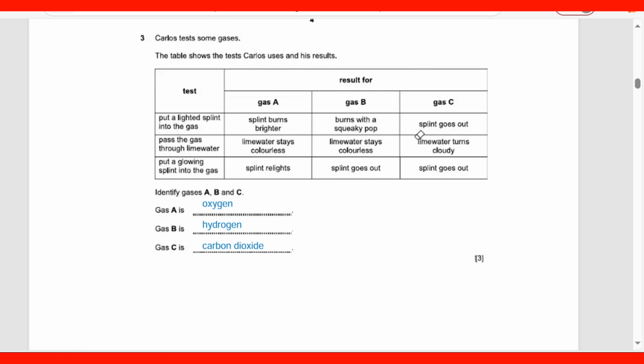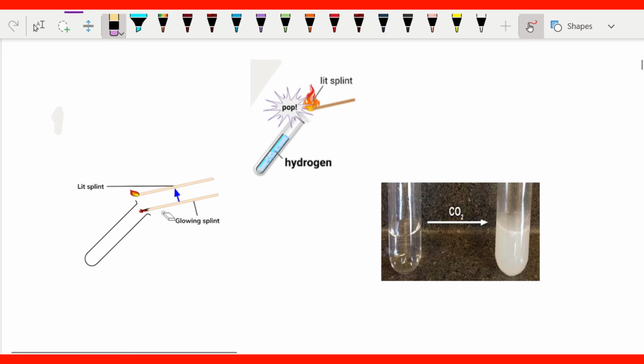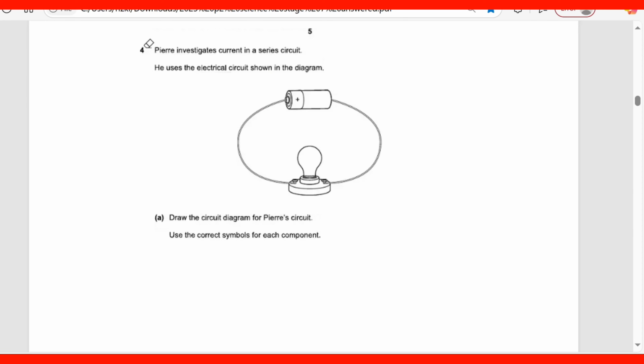Alright, let's see the explanation. Well, we see this is the test for oxygen. So the splint glows brighter or relights. And then this is the typical test for hydrogen. It makes a squeaky pop sound. And this is the specific test for carbon dioxide. It turns the lime water cloudy. Alright, let's move on. Guys, now we are in question 4.